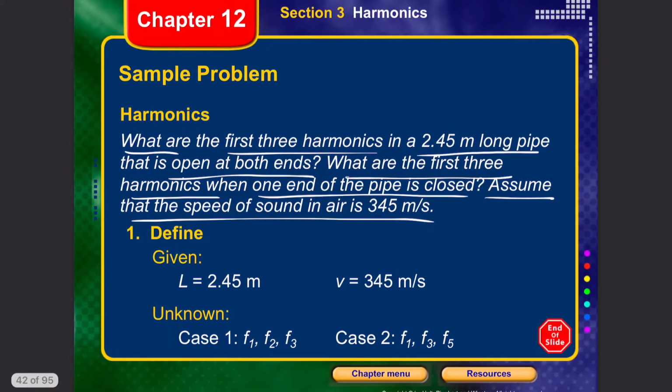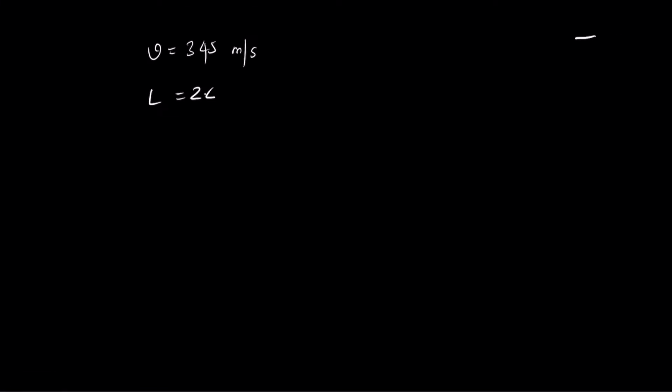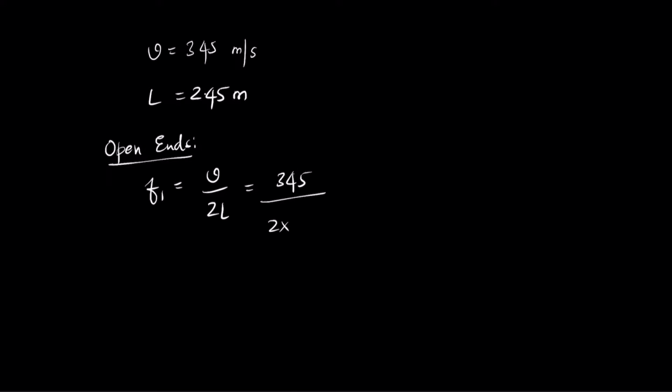And they have also given us the length, which is 2.45 meters. Now let's start with open ends. For open ends, the fundamental frequency F1 becomes V by 2L. So V by 2L is 345 by 2 times 2.45.